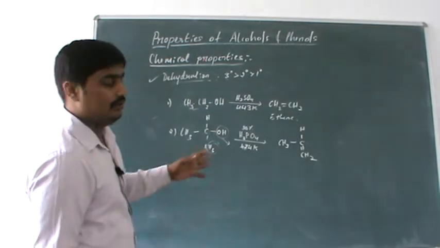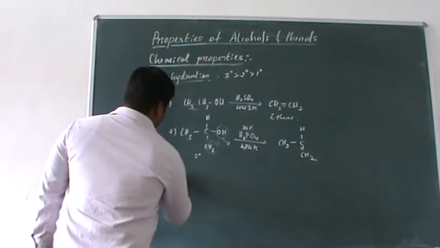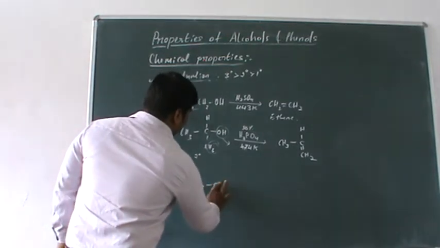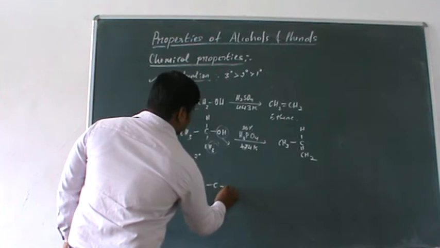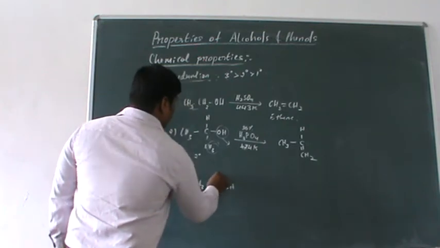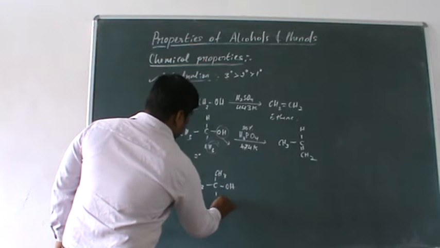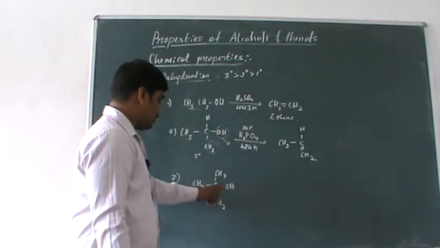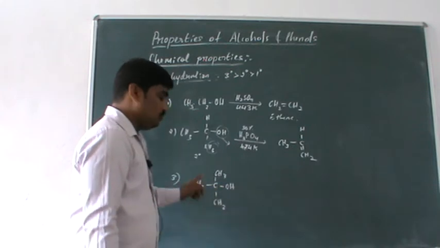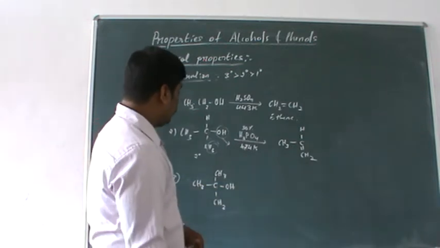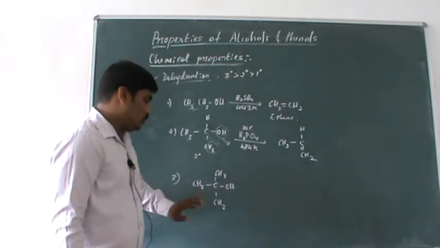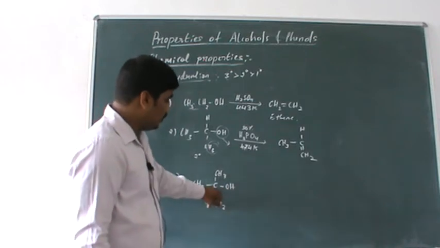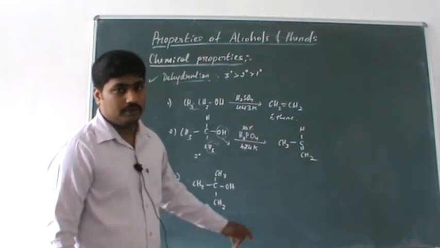Okay, water is eliminated. This is the product. In the case of tertiary, CH3, CH3, CH3. The common name of this is tertiary butanol, or 2-methylpropan-2-ol, since the second carbon contains methyl and OH.